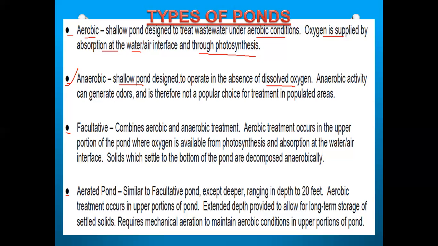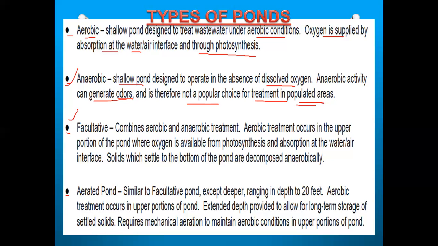Anaerobic activity can generate what? As we said earlier, ammonia and nitrate things. So we get odors and smell, and therefore it is not a popular choice for treatment in populated areas. So this anaerobic process can be done in less populated areas. That's why the aerobic process is generally used for the treatment of wastewater in populated areas. Why? Because anaerobic generates odors.